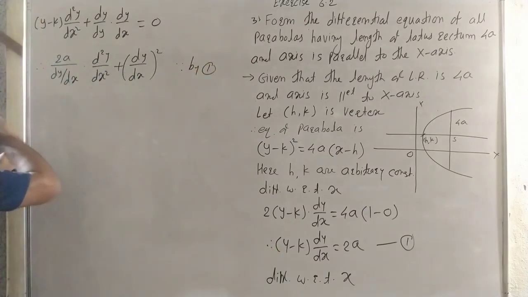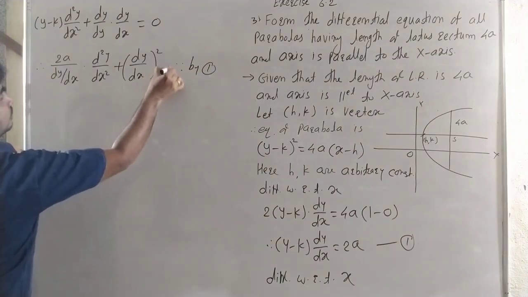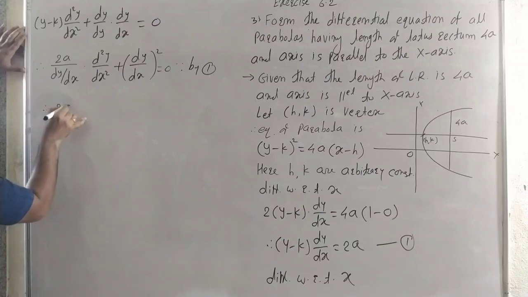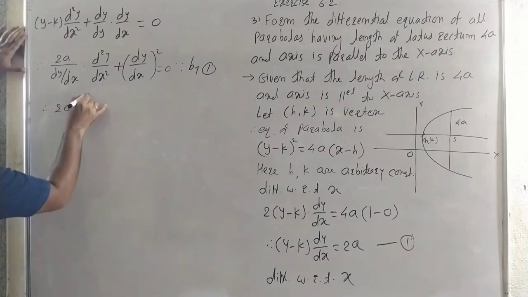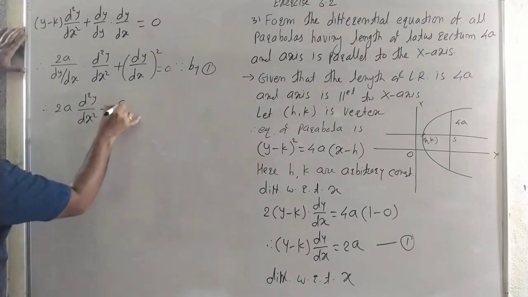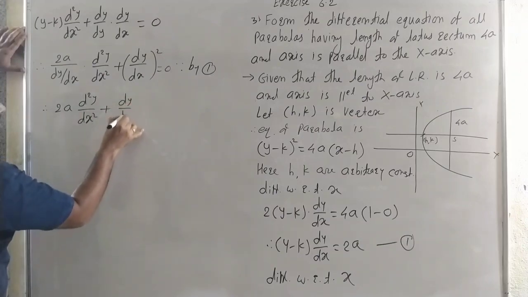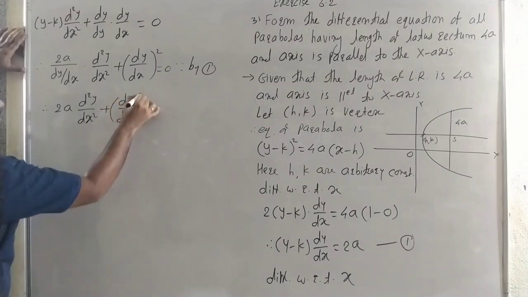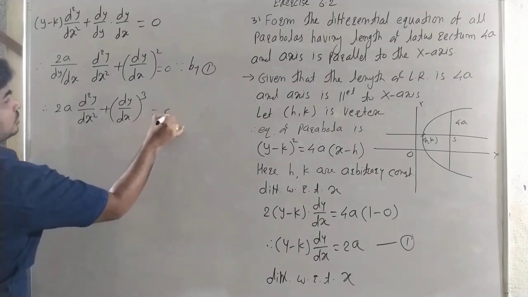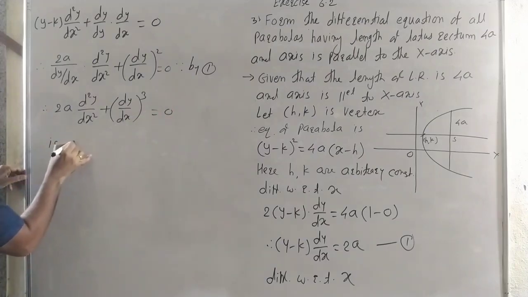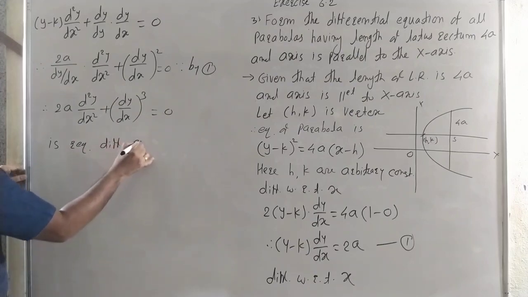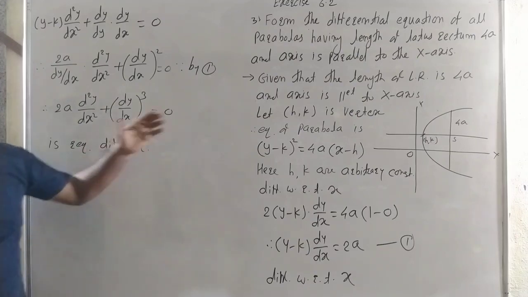Now it is dy by dx, again multiply, so it is equal to 0. Okay, now multiply by dy by dx. Therefore we get 2a into d2y by dx2 plus (dy by dx) whole cube, multiplied by dy by dx, is equal to 0. Here it is the required differential equation.